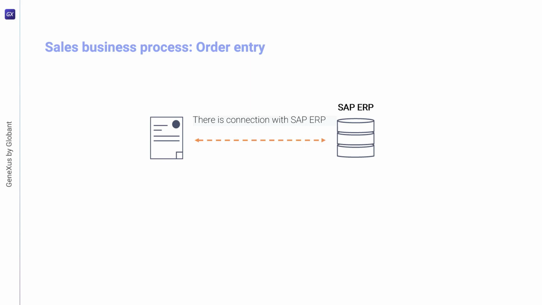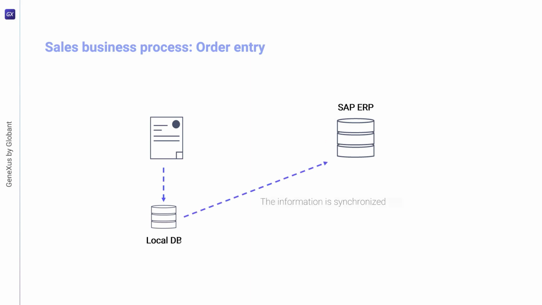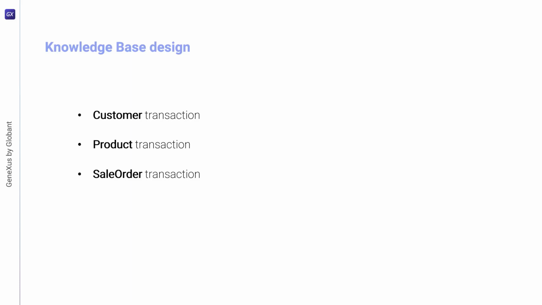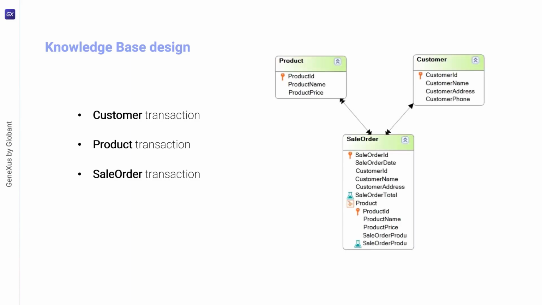That is to say, it should not only be possible to obtain and send information to the ERP when a connection is available, but the system should also have its own database for when there's no connection in order to synchronize the information when it's possible to do so. To this end, we'll create in Genexus a database with 3 transactions: customer, product, and sales order. They're related to each other according to the following diagram, where a sales order belongs to a customer and is also related to many products.